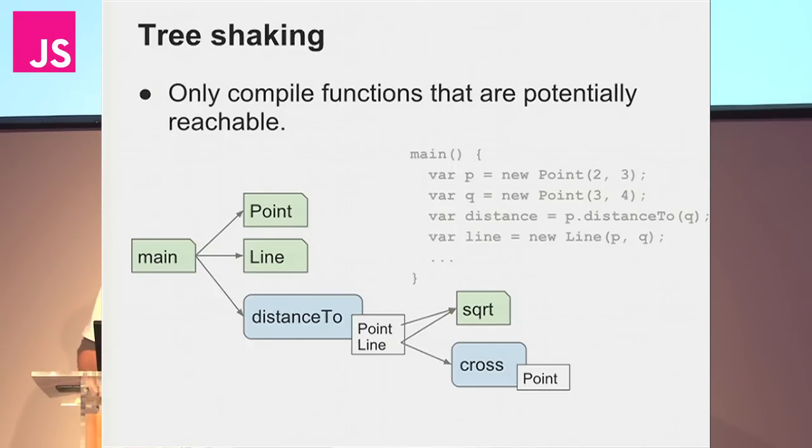As you can see in this example, you might end up compiling too much. Nothing in the code that is shown, at least, tells you that you call line.distanceTo. The only one that is there is a point.distanceTo. But it still reduces the code size by a lot. And the more typing information you have, the better it gets.